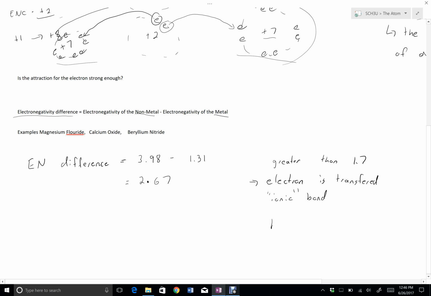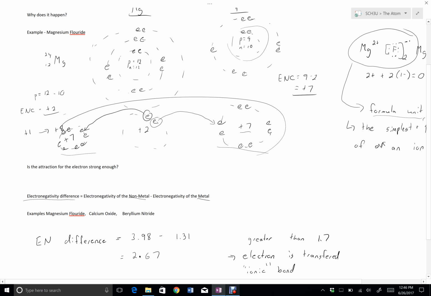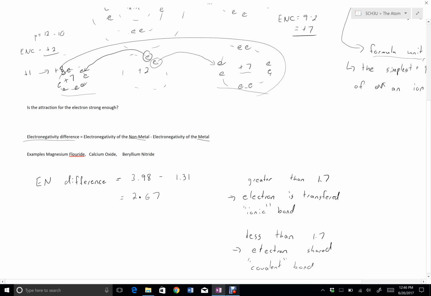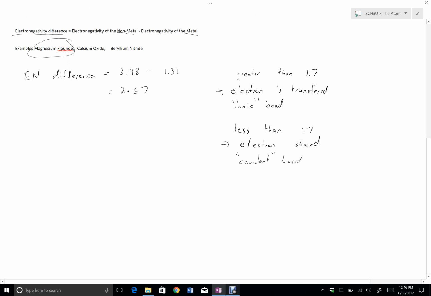and we call it an ionic bond. If it's less than 1.7, the electron is shared, and we call it a covalent bond. More on those later, but clearly we can see saying it's a metal and non-metal isn't enough. There's an actual quantitative way of figuring that out. So let's do this for calcium oxide and beryllium nitride, and we'll see.